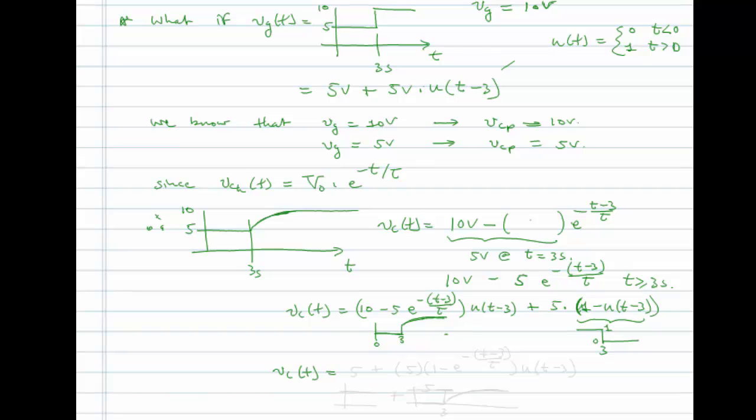Now we can collect this, clean it up a little bit. I'd have 5, and then minus 5 u of t minus 3 can combine with this guy here. So I would have plus 5 times 1 minus e to the minus t minus 3 over tau, times u of t minus 3. Right? So this here is constant. And then this piece here is at 0 up till 3, and then it starts at 0 and works its way up to 5. Right? So both these together form the overall response.